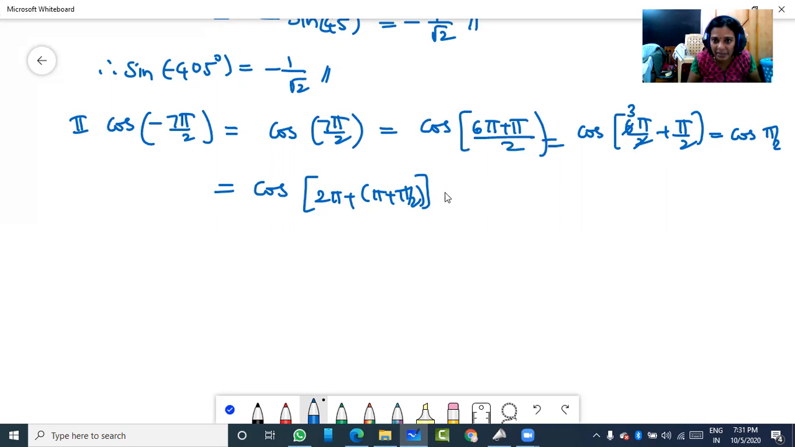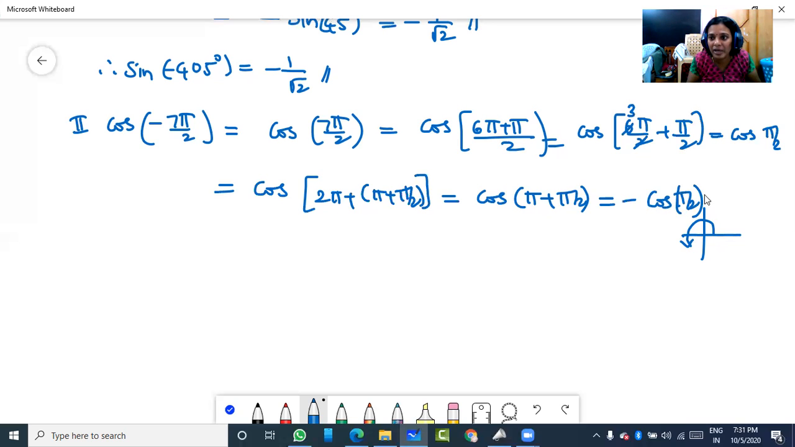2 pi plus theta means it will come in the first quadrant, that is cos of pi plus pi by 2. Pi plus pi by 2 means that will come in the third quadrant. In the third quadrant, what is the sign? Negative. That is minus cos pi by 2. What is the cos pi by 2 value? It is 90 degrees, 0. Cos 0 is 1. Cos 90 is 0. Therefore, cos of minus 7 pi by 2 is equal to 0.